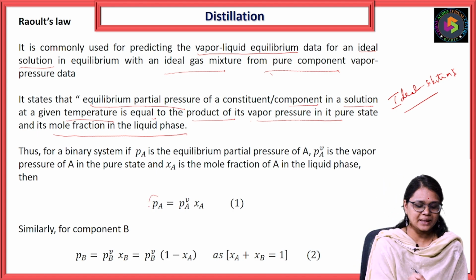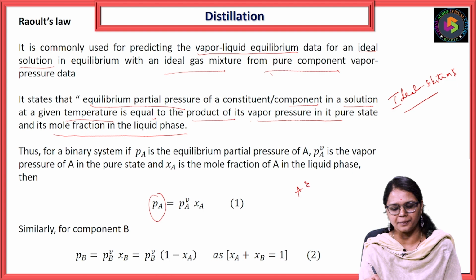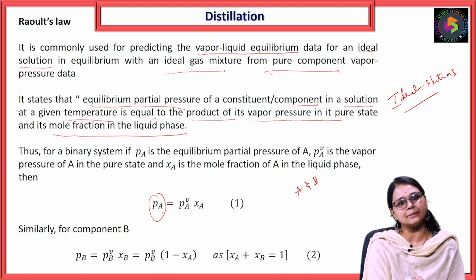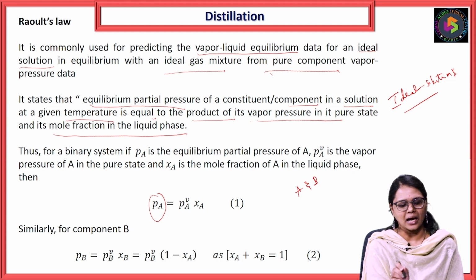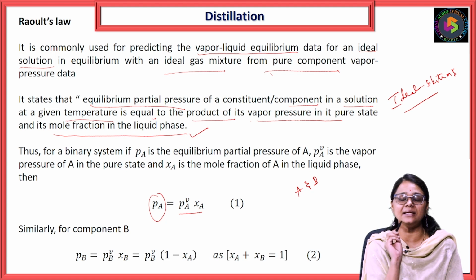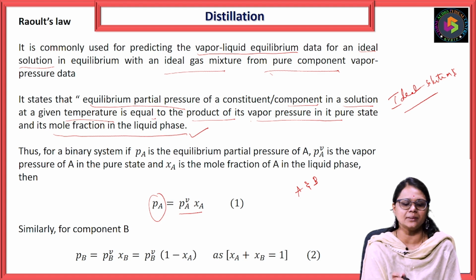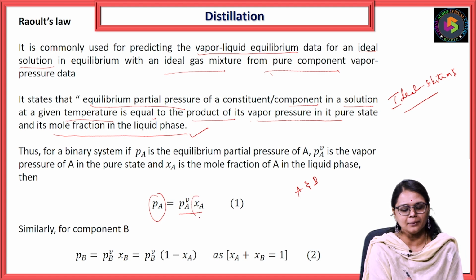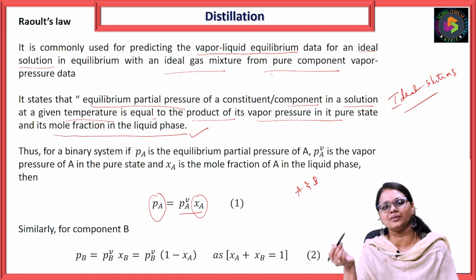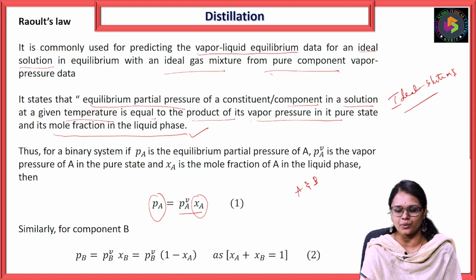For example, PA is the equilibrium partial pressure of a component. Here I am taking a simple binary mixture A and B. PA is the partial pressure of component A. As the statement is given, that can be written as PAV into XA. PAV is the vapor pressure of component A in its purest form, how much vapor pressure that component generates when pure, multiplied by the mole fraction of component A in the liquid phase.